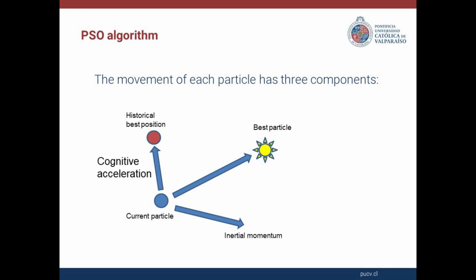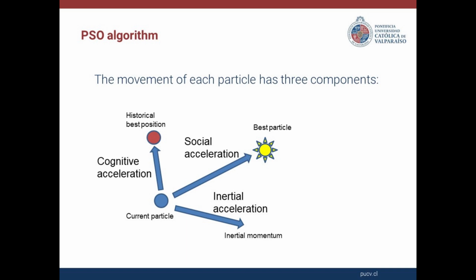1. Cognitive component. Each particle is attracted to the best position it has historically taken. 2. Social component. Each particle is attracted to the particle with the best position. 3. Inertial component. Each particle experiences a moment of inertia that keeps it on its original trajectory.